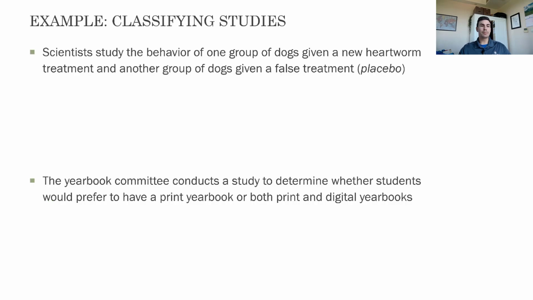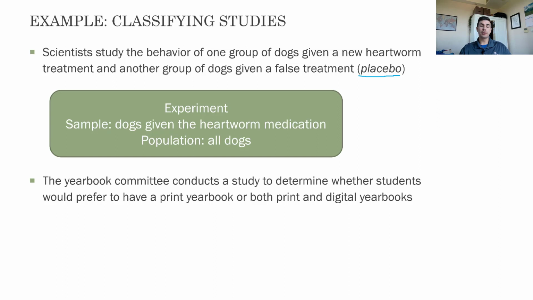All right, let's get into these examples. First thing we're going to do is classify some studies. First one here, scientists studied the behavior of one group of dogs, giving a new heartworm treatment, and another group of dogs given a false treatment. Again, a placebo is what we would call that false treatment, that sugar tablet, or something that's not really going to affect that control group. Now, we know anytime we have 2 groups within our sample, that is going to be an experiment, right? So the sample are dogs given the heartworm medication, and the population is going to be all dogs.